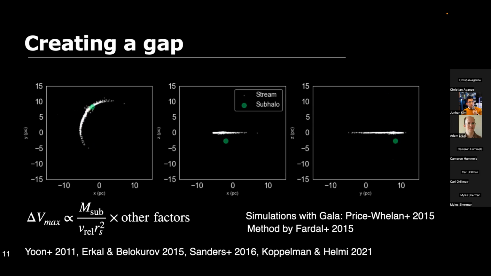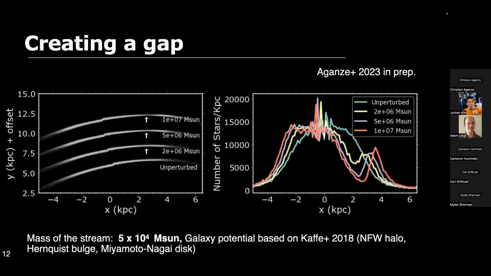And there are so many other factors that you can look at in other papers. They explore this in numerical simulations and analytical work. So that's not the purpose of this. The purpose was just to create a gap and see if we can observe it. So this is for a massive subhalo, but we did much smaller subhalos.